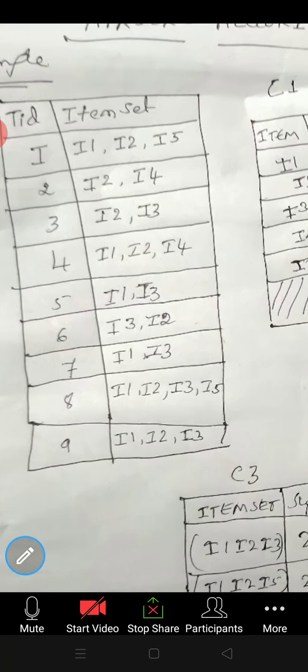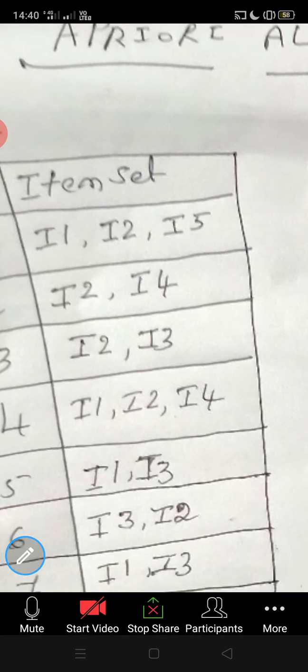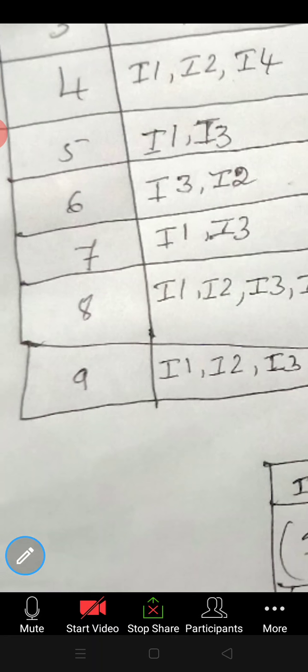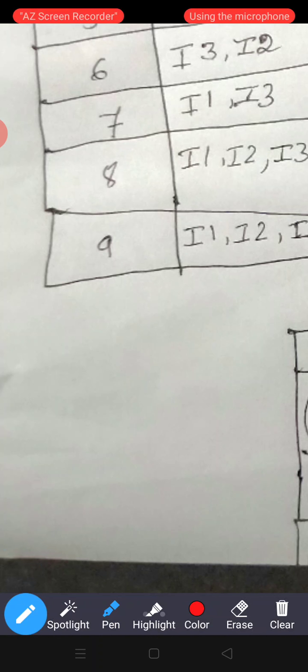Today we will study the Apriori algorithm. Before going to that, I am going to explain a very important thing, that is frequent item sets. What are frequent item sets?